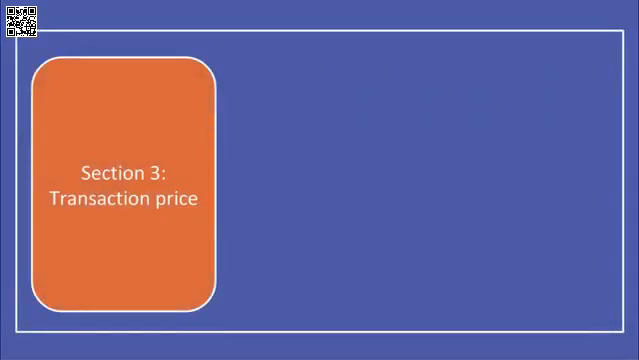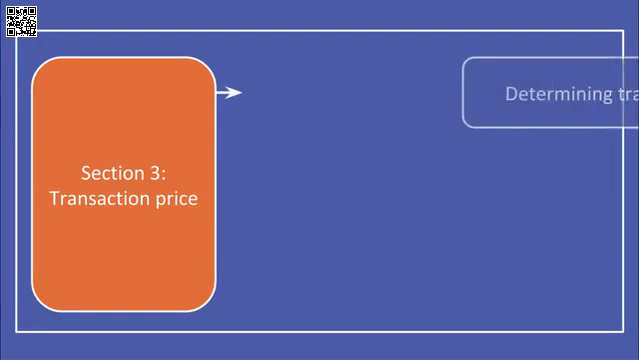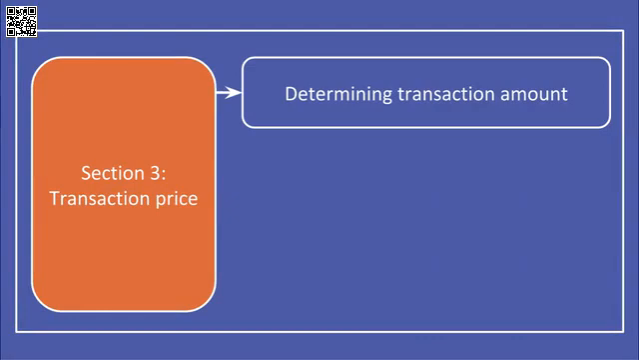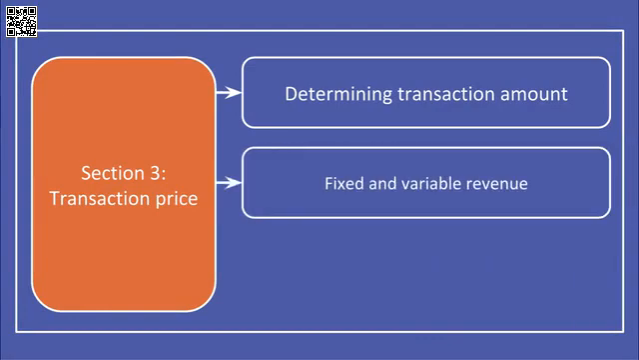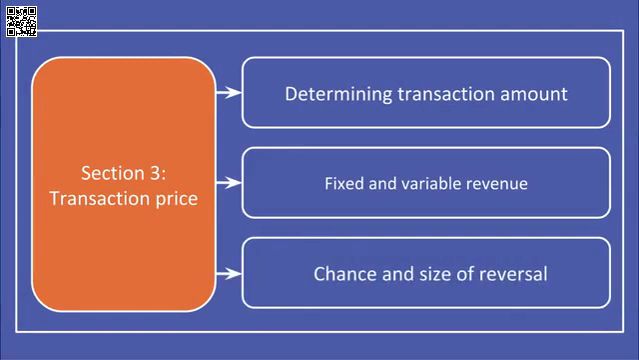Section 3. Determine the transaction price. Before revenue can be allocated to each of the performance obligations, the transaction amount needs to be determined. Fixed revenue is easy to determine. However, the entity must also consider how much variable revenue is to be recognized. The general rule is that if the revenue could be subsequently reversed, it should not be recognized until the chance and size of reversal are minimal.